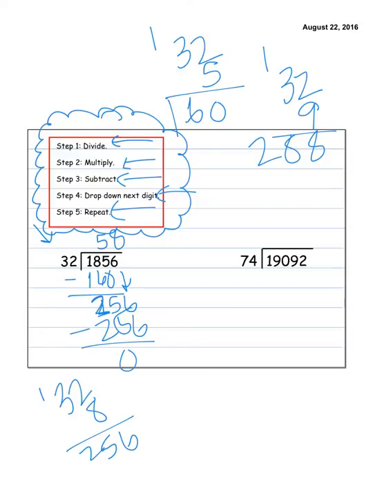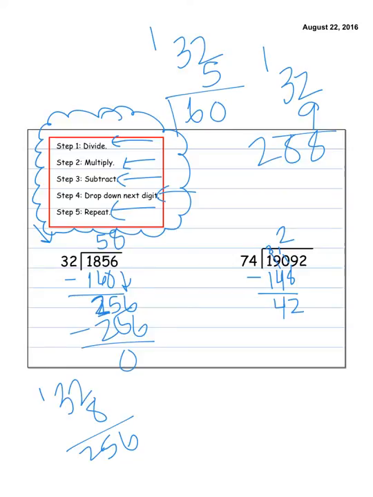So 19,092 divided by 74. So I know that 74 can't go in 1 or 19 or 190. I know that 74 can go into 190 2 times. 2 times 74 is 148. And then 190 minus 148. So I could just subtract that right here. 10 minus 8 is 2. 8 minus 4 is 4. 1 minus 1 is 0.